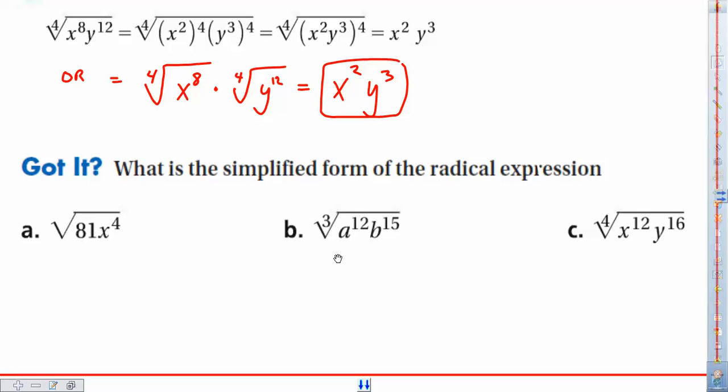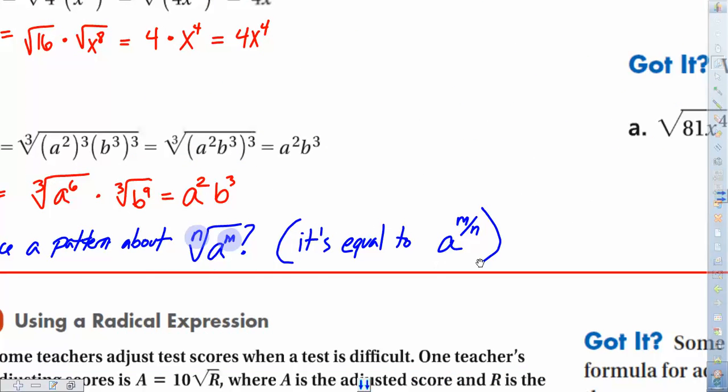See if you can come up with the square root of 81x to the 4th. See if you can come up with the cube root of a to the 12th, b to the 15th. And then see if you can come up with the 4th root of x to the 12th, y to the 16th. Okay? Let's pause this video, go ahead and split those apart, and take square roots of each one of those. For the second, split those two apart, take the cube root of each one of those, and take the 4th root of each one of those, trying to use that property right there.